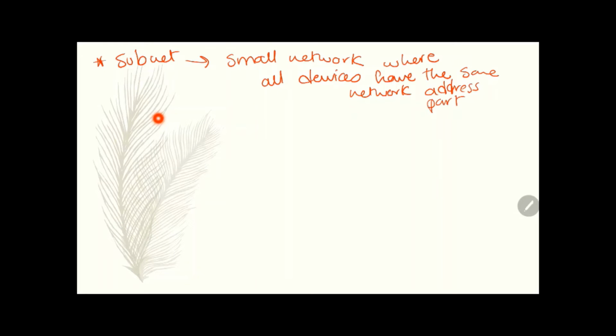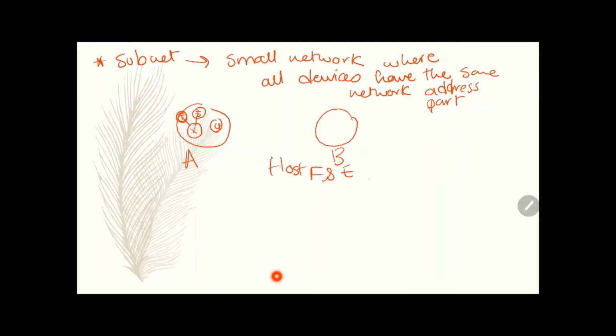So like the last example, if you have network A and network B, A had X and Y as subnetworks. Within X there were 2 hosts, F and E. As hosts F and E are part of the subnetwork X, what did they have in common? The network address part as well as the subnet part.